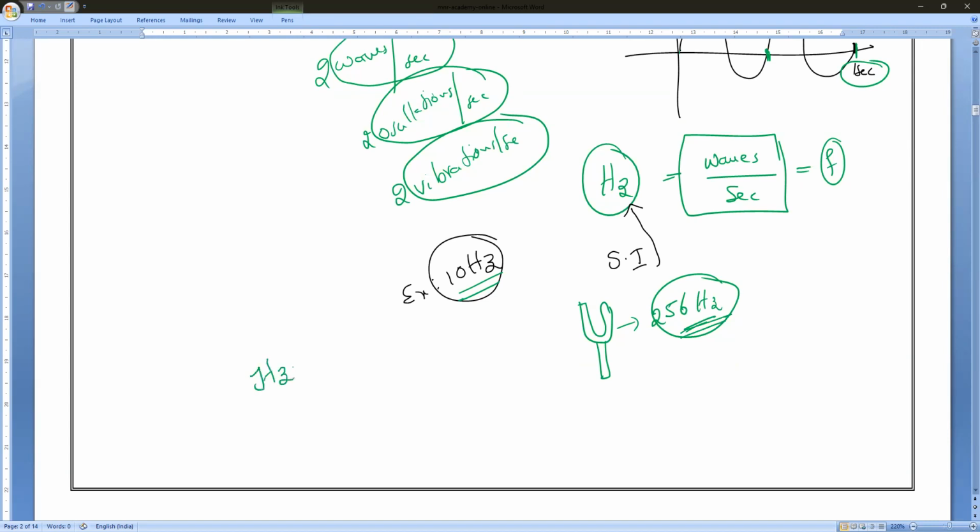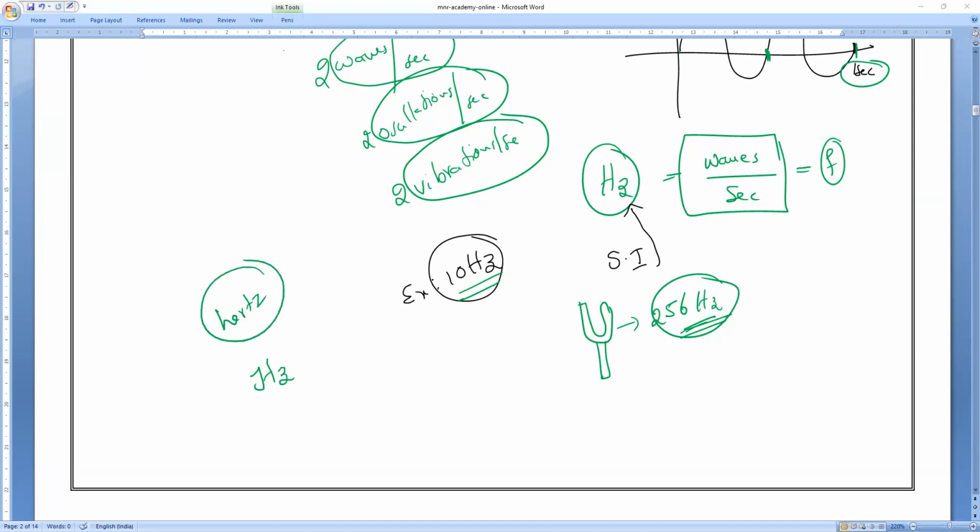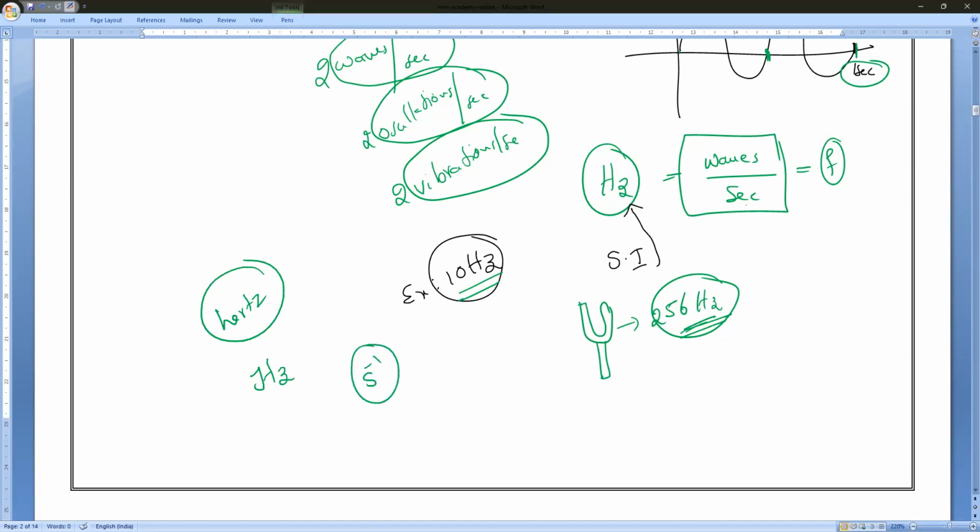Hertz, with HZ as the symbol, is in honor of Mr. Hertz. This is the SI unit actually. So hertz is equal to second inverse, that is oscillations per second. What does hertz mean, everybody? Second inverse. Second inverse means 1 by second only. Am I right, guys? Please respond. Yes? All of you?